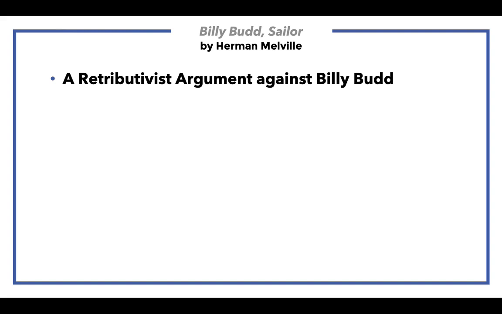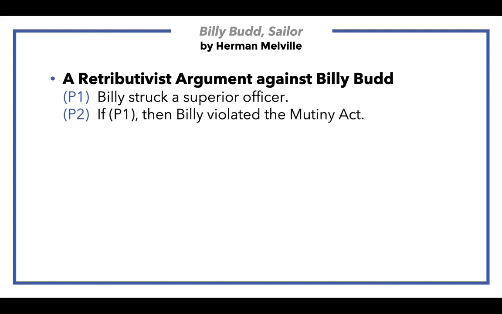Finally, I want to give a retributivist argument against Billy Budd, because I think there is a way to think, well, I'm a retributivist, but I still think that Billy Budd should be punished. And so how would that argument go? This argument's a little bit more complicated. Premise 1, Billy Budd struck a superior officer. Premise 2, if someone strikes a superior officer, then they violate the Mutiny Act, because the Mutiny Act says you can't strike a superior officer.